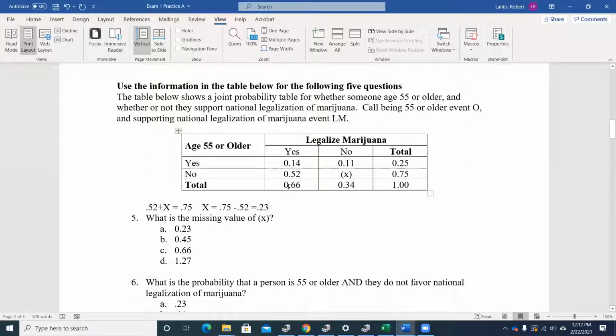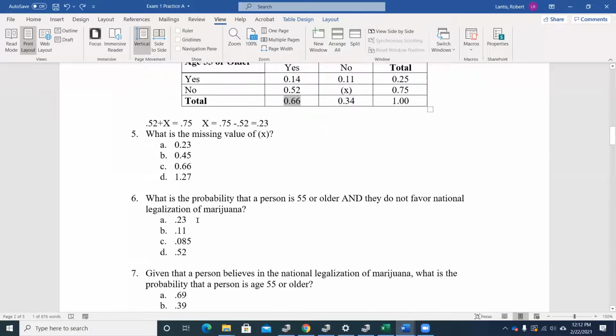Something else I could have done, we'll use a different letter here: what if I had left that out? How would I find what Z is? 0.14 plus 0.52 would have given me that 0.66, or Z, if I had left that part out. Any questions on that? Shouldn't be too bad. This should hopefully be an easy one if I asked you this on the exam.